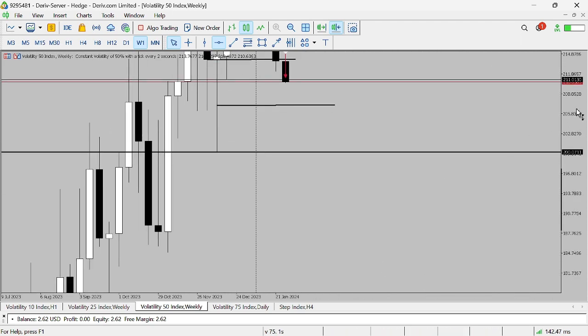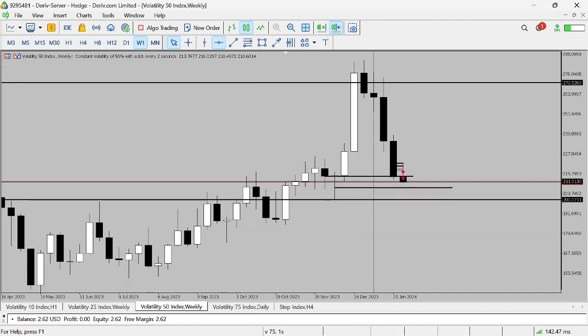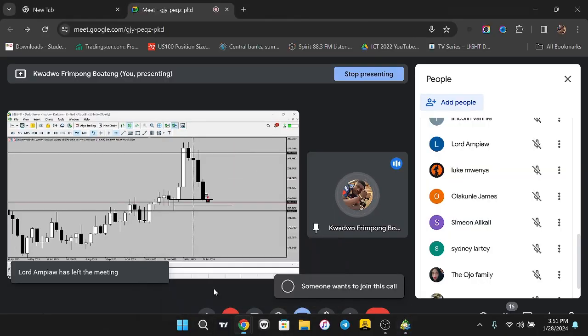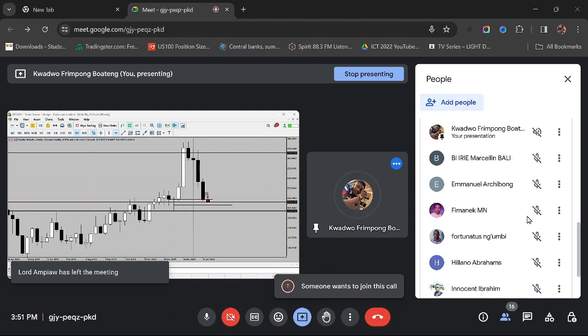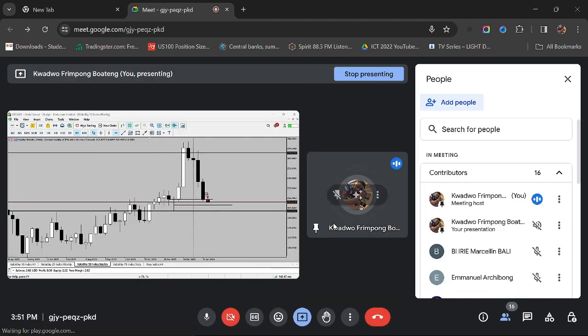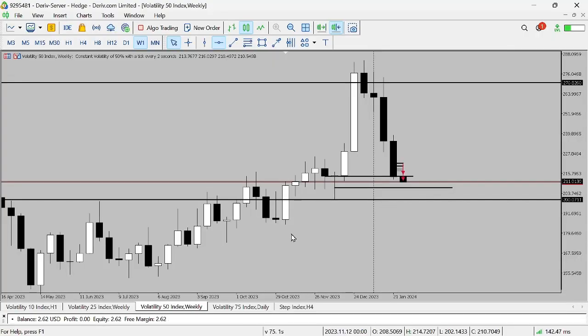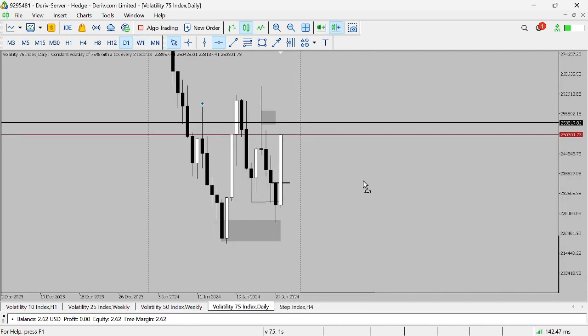So yeah, let's see what happens on this 50. Okay. Let me admit someone. If you have any questions, you can ask, guys. So we'll be doing the 75 and then stepping this, and we will be done. So if you don't have any questions, let's move on to the 75 index. Okay.